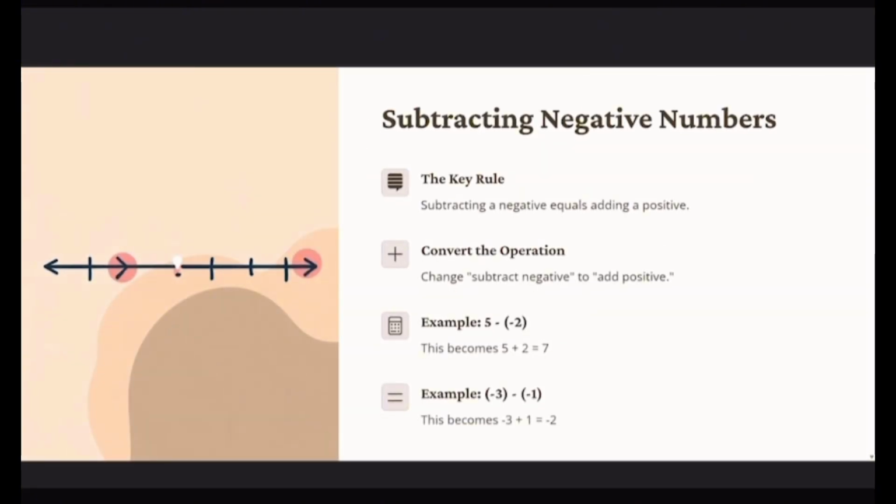Subtracting negative numbers. The key rule is when you subtract a negative number, it's the same as adding a positive number. To make it easier, change subtract negative to add positive. Example 1, 5 minus -2. This becomes 5 plus 2. The result is 7. Example 2, -3 minus -1. This becomes -3 plus 1. The result is -2. By recognizing this rule, you can simplify subtraction involving negative numbers by turning it into addition.